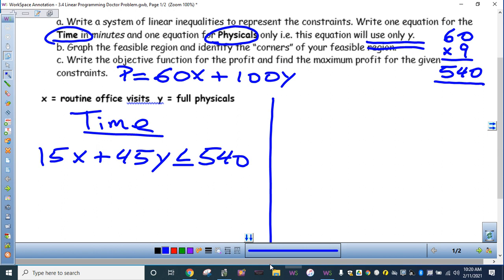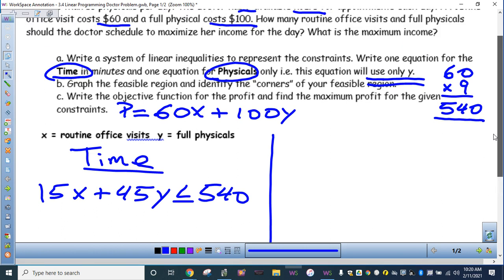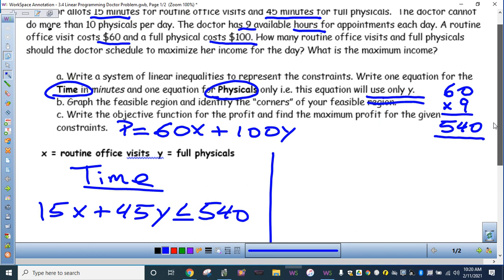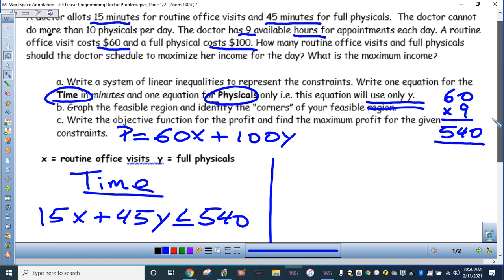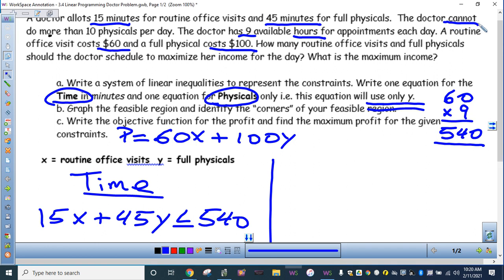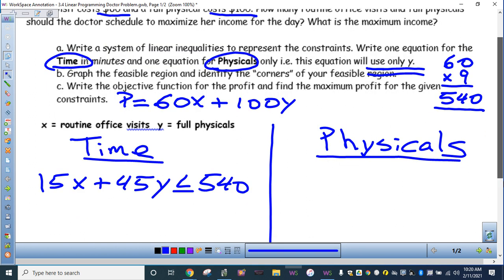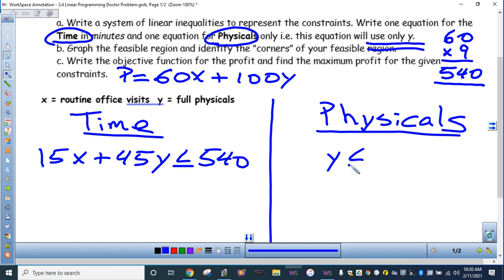Okay, and then our second equation, we're going to talk about the physicals. We're only going to use y, and it says he cannot do more than 10 physicals per day. So that one, for physicals, is simply y is less than or equal to 10.